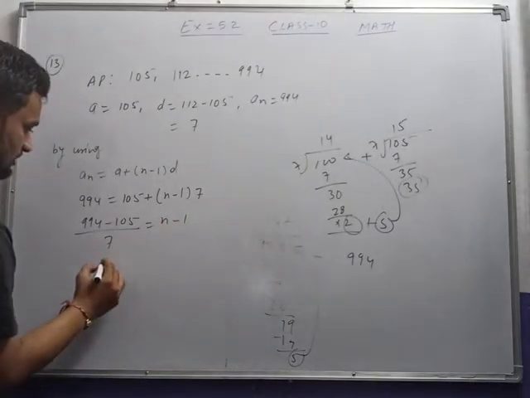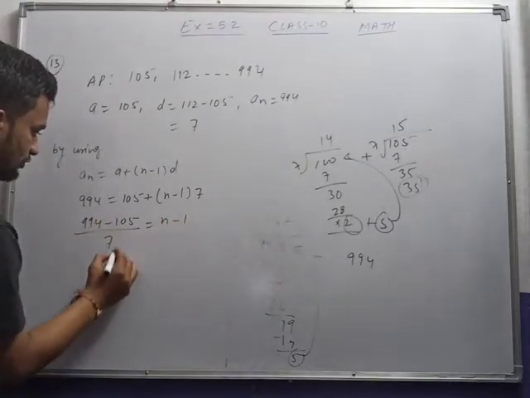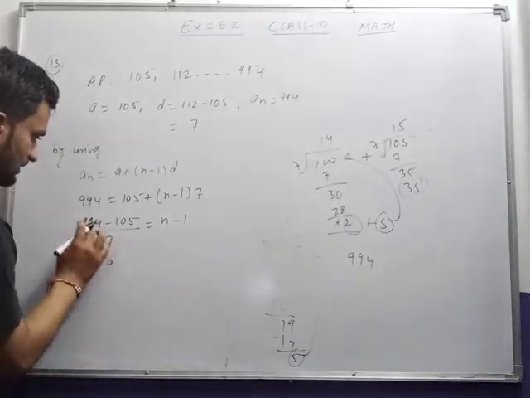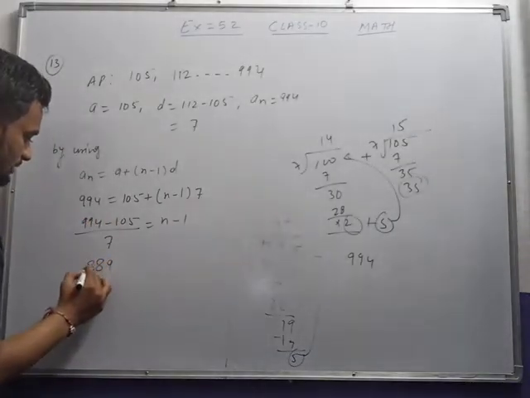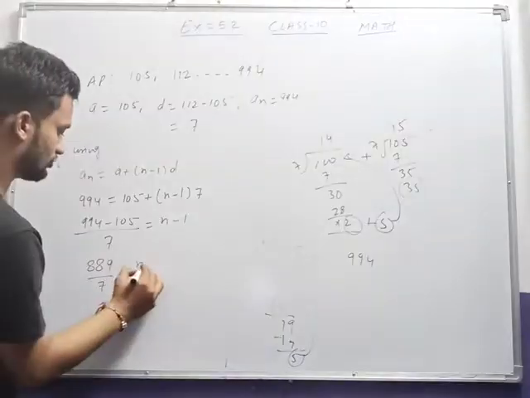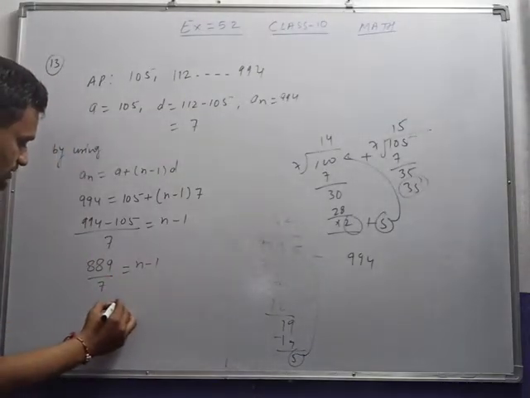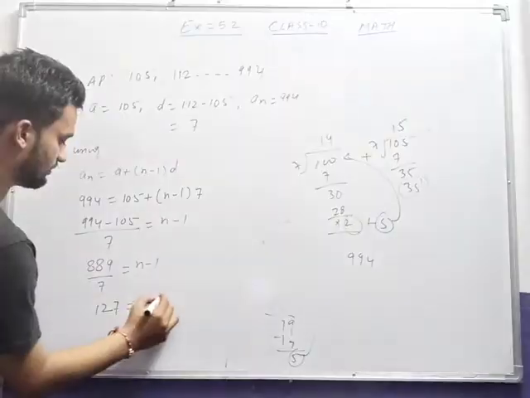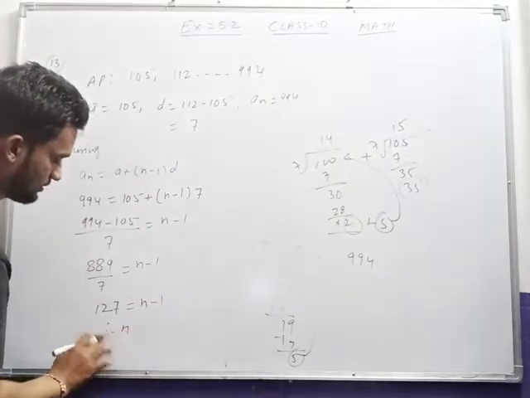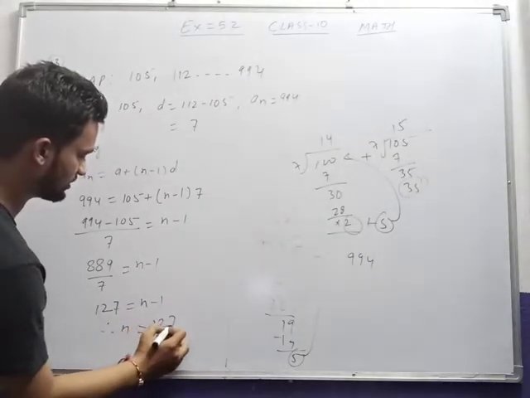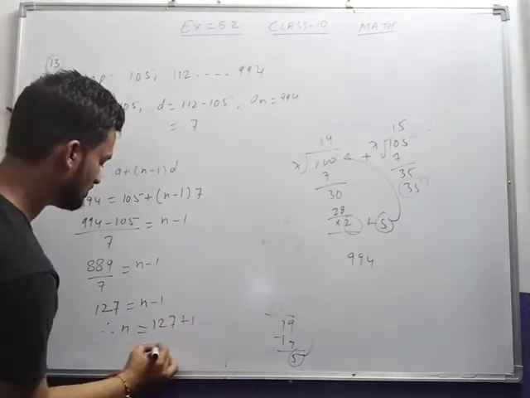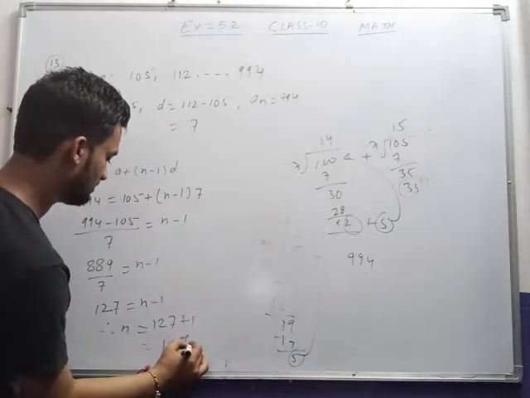So this will be what, beta? 14 minus 5 is 9, 8 by 7 is equal to 9, N minus 1. 7 1 ja 7, 7 2 ja 14, 7 7 ja 49 is equal to N minus 1. Therefore N is equal to 127 plus 1, that will be the 128th term.